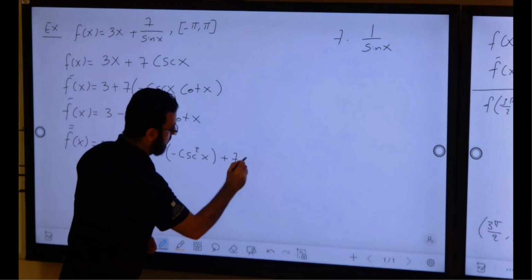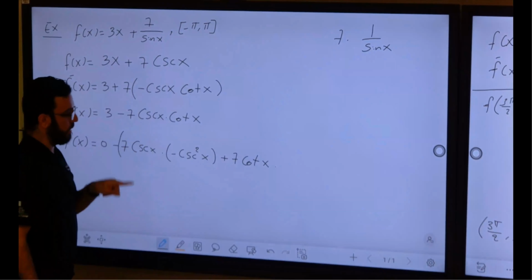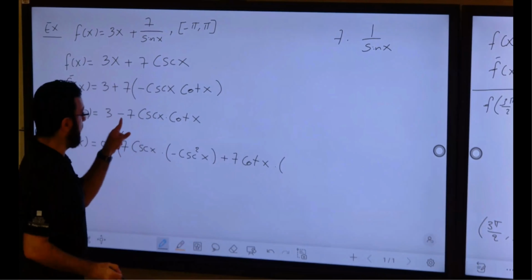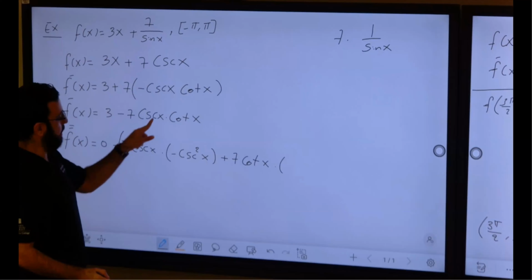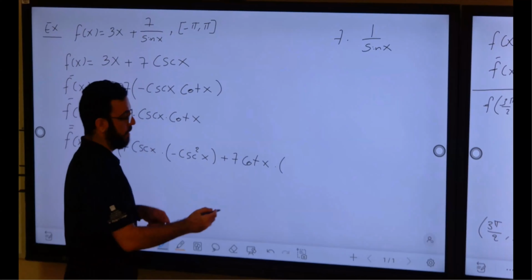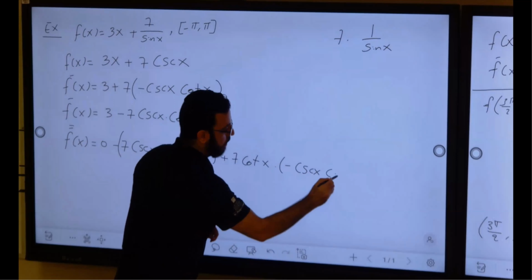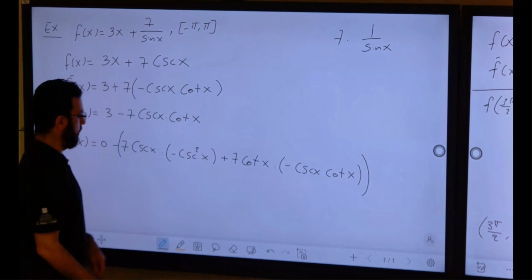The second one is going to be cotangent x times the derivative of cosecant as well. It'll be without the 7, right? Don't worry about this side. What's the derivative of cosecant here? Negative cosecant x cotangent x.